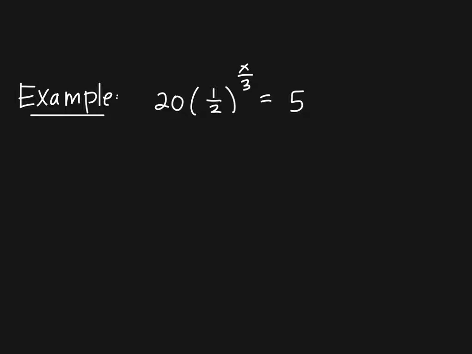Divide by 20. Good job. What will that give me, Aaliyah? 5 over 20. What does it reduce to? 1/4. Wait, where did you get 1/4 from? I divided 5 by 20.